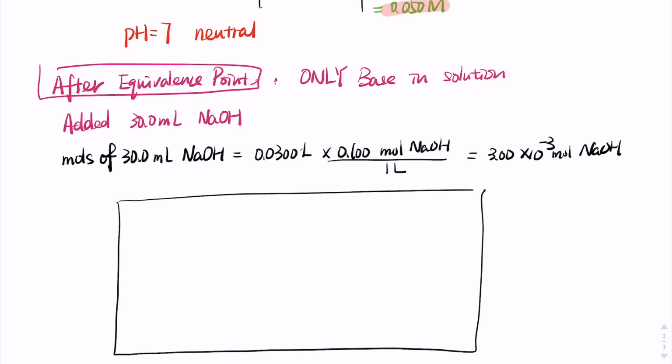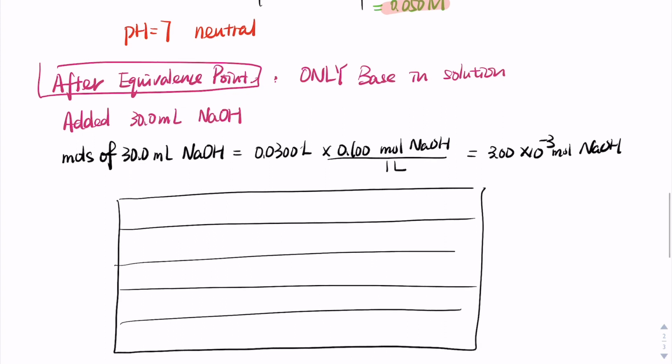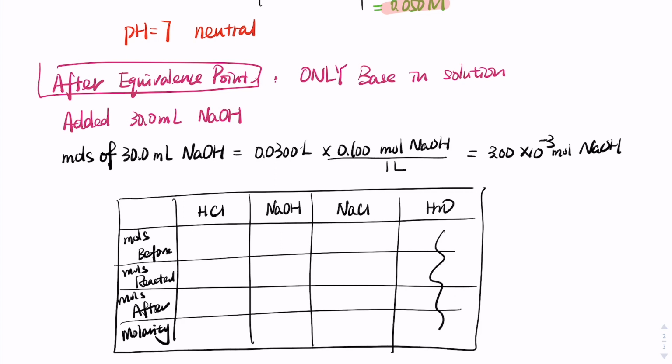Okay, so this table now. I assume at this point you probably already know exactly what to do. So the moles reacted, moles after, and molarity. And this is HCl, NaOH, NaCl, H2O. This doesn't matter.